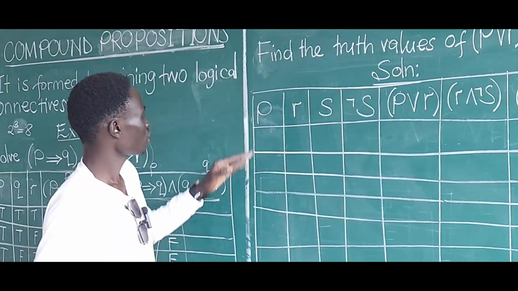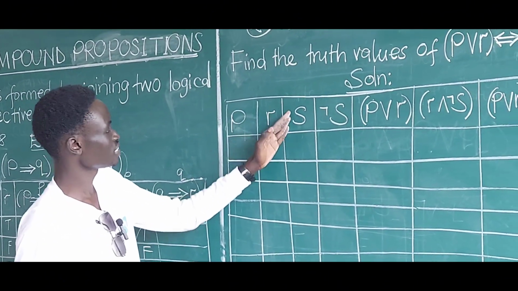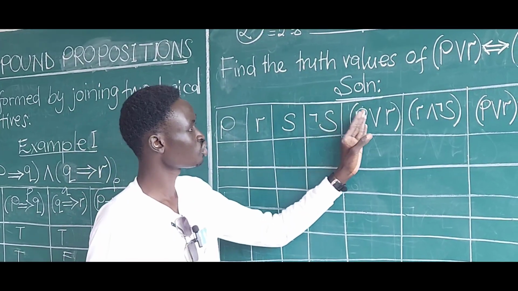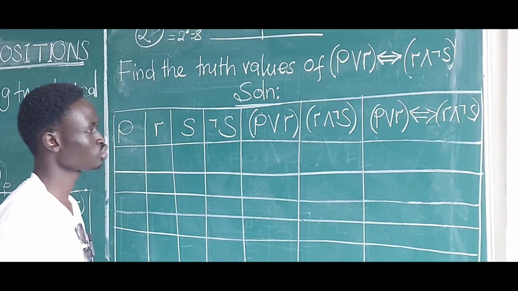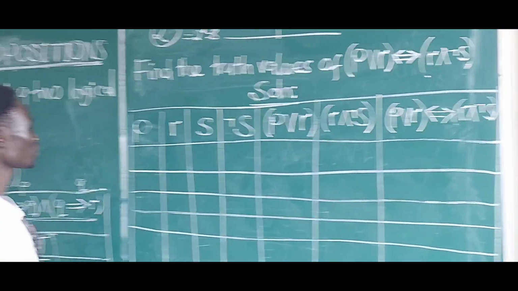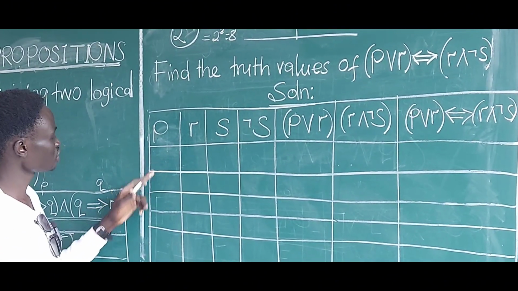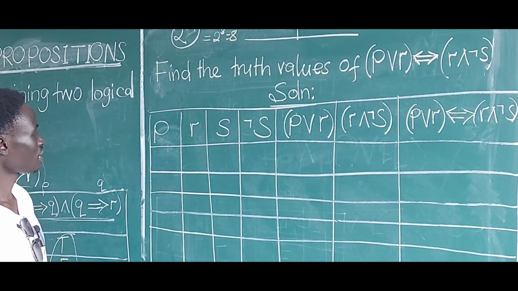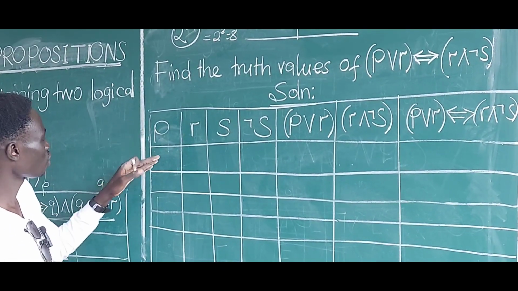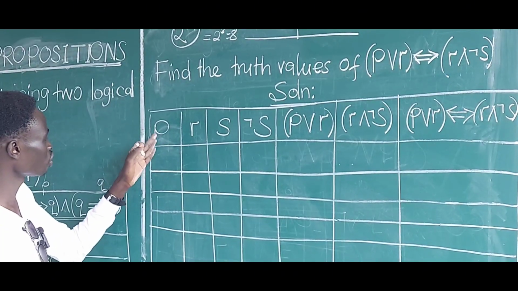Okay. So now let us solve this. Then we solve this. Then we solve this. Then we get our last answer, which is what we are looking for. Okay. So I said, since we have eight rows, we just need to now get the truth values of this.